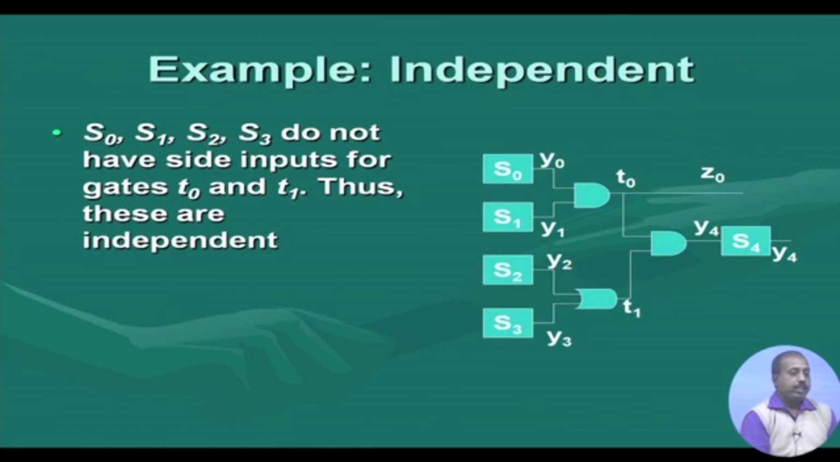And there are independent cells like S0, S1, S2, S3, which do not have any side inputs for gates T0 and T1. So naturally I cannot have any control over them. It depends explicitly on the values at S0 and S1. So S0, S1, S2, S3 are all independent. Okay.